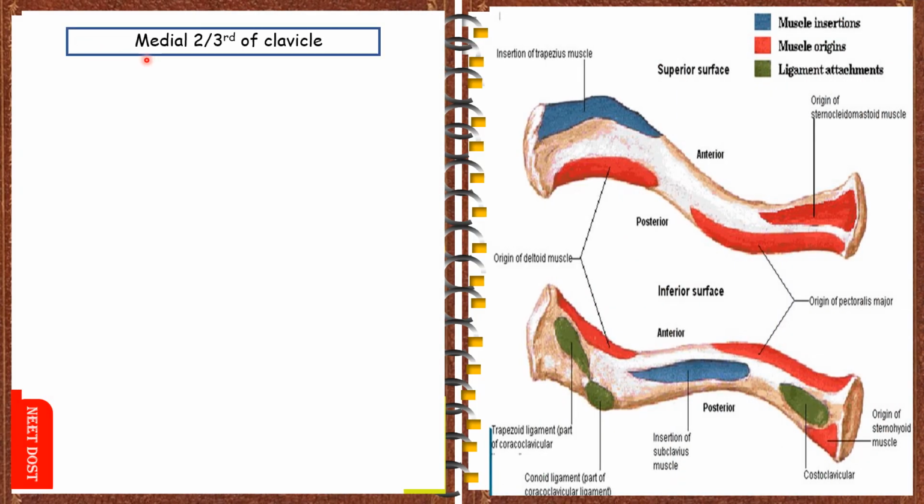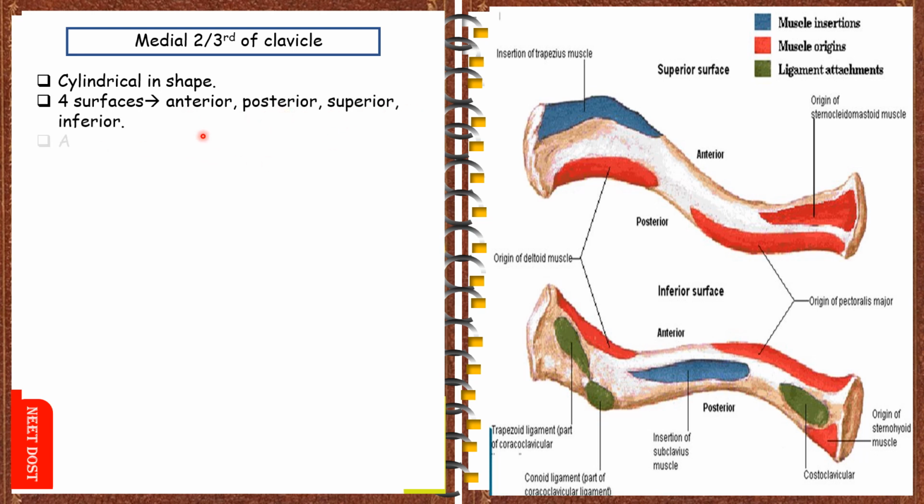Now let us discuss the medial two-third of the clavicle. It is cylindrical in shape. It has four surfaces: anterior, posterior, superior and inferior. Coming to the anterior surface, it is convex forward, and it gives origin to the clavicular head of pectoralis major muscle.